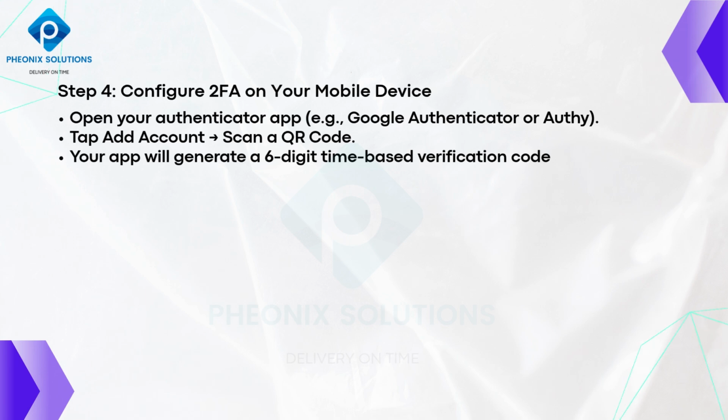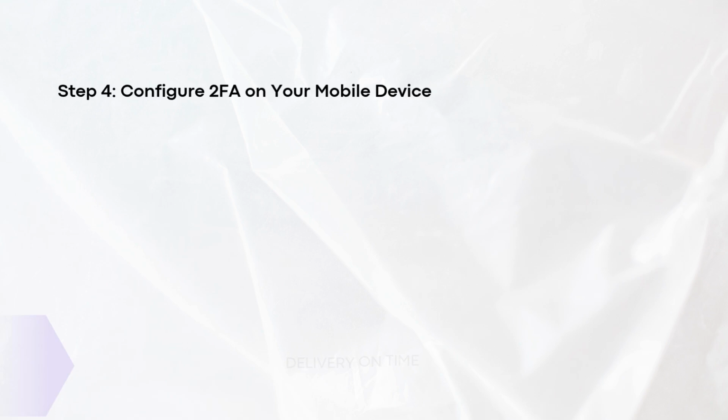Step 4. Configure 2FA on your mobile device. Open your Authenticator app, e.g., Google Authenticator or Authy. Tap Add Account and then scan the QR code. Your app will generate a 6-digit time-based verification code.